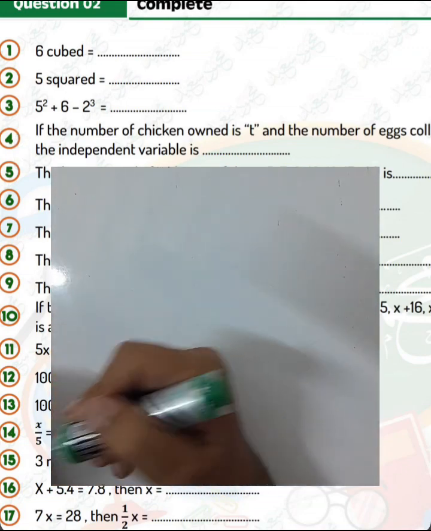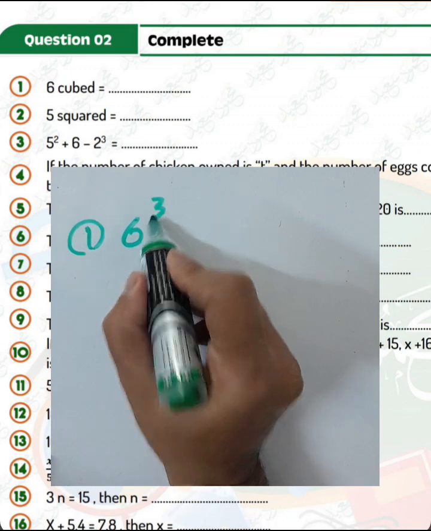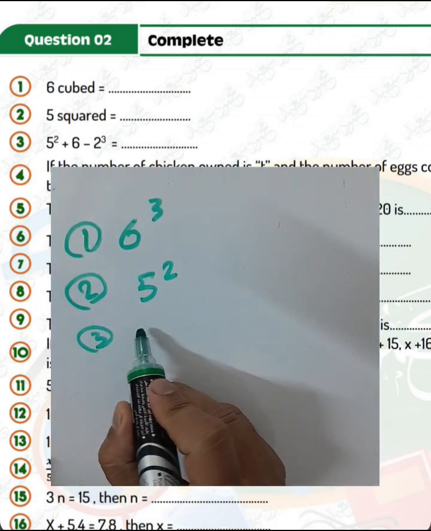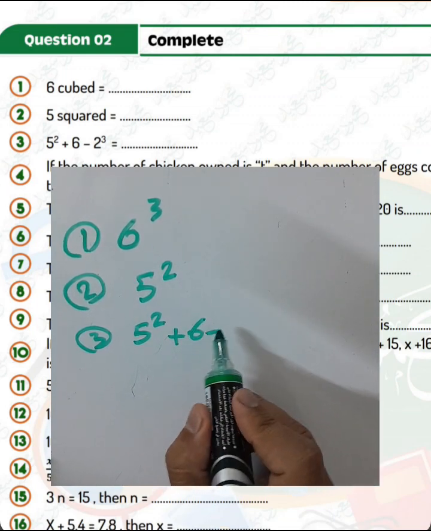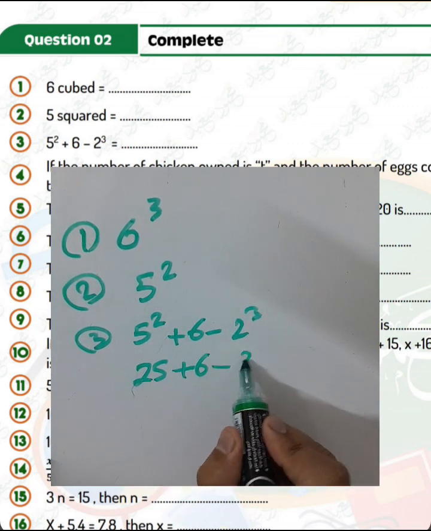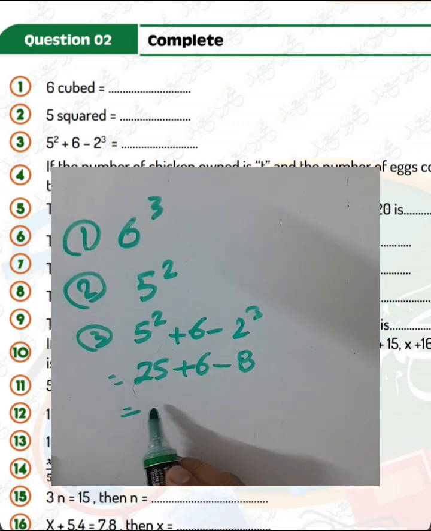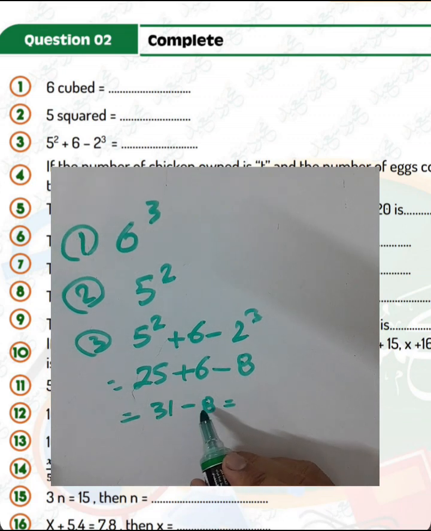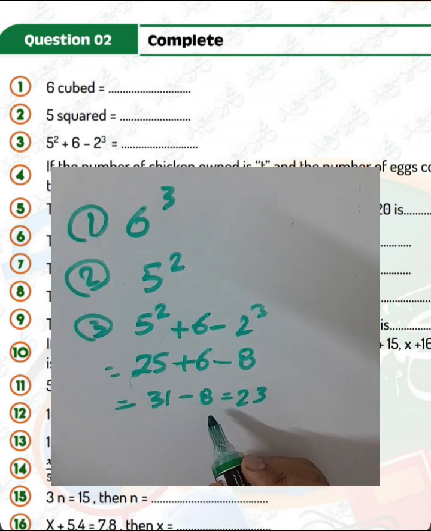Complete. Question number 1, 6 cubed. Question number 2, 5 squared. Question number 3, 5 power 2 plus 6 minus 2 power 3. It will be 25 plus 6 minus 8. 25 plus 6 is 31. 31 minus 8 is 23. The result here will be 23.